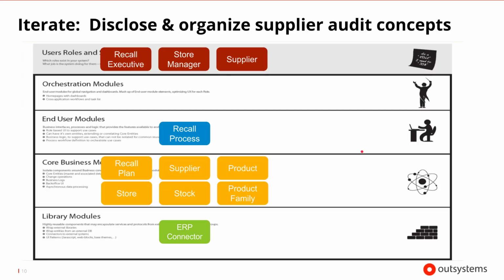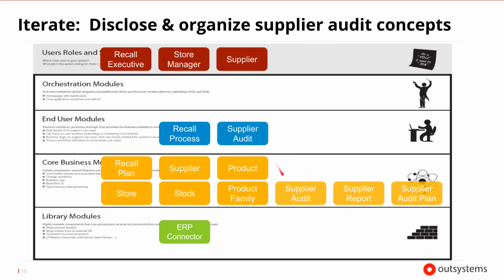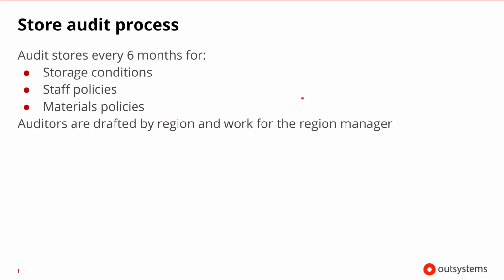So if we came into the 4-layer canvas and now disclosed things for the supplier audit process, we would see that there is an official audit with an audit report and a supplier audit plan. So we have some new core business modules that definitely apply. We add those to the canvas, and we also add the supplier auditor to the roles that are needed. So that takes care of the supplier audit, which leaves us with the store audit process.